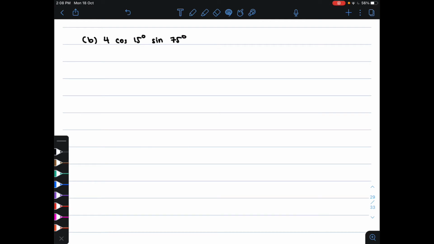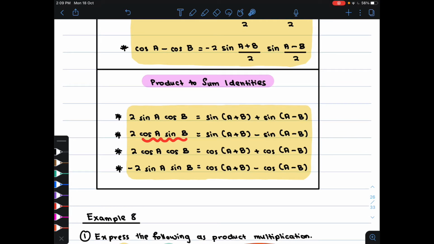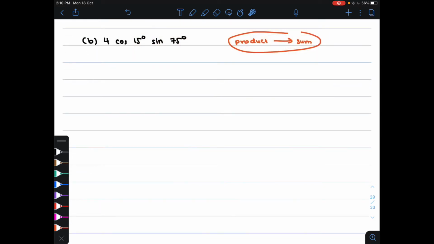Part B is 4 cos 15 degree times sin 75 degree. So this is a product multiplication. And since the question asks us to use the factor formula, therefore we need to use the product to sum identities. We have cos times sin, which is here, and the coefficient should be 2. Only then we can use this formula. But since our coefficient in our question is 4, we can change 4 to become 2 times 2.